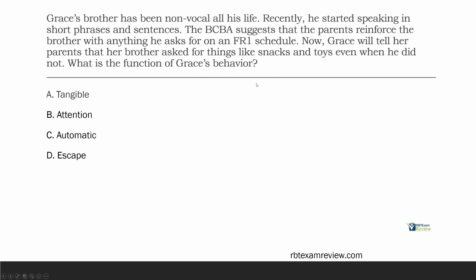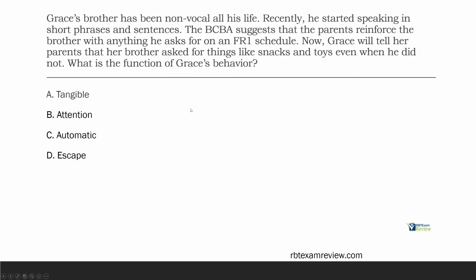She's going to her parents and saying that her brother, let's say, asked for Kit Kat bars. On the suggestion of the BCBA, the parents are supposed to provide Kit Kat bars. So now Kit Kat bars will be provided. Grace is attempting to obtain a tangible, right? A looks like our best hypothesis. What about B, attention? Is Grace trying to obtain attention? Maybe, but it's very specific things she's asking for, right? So the better answer here is going to be tangibles.